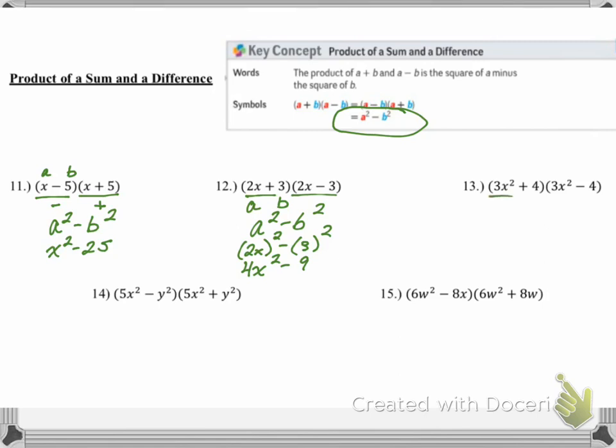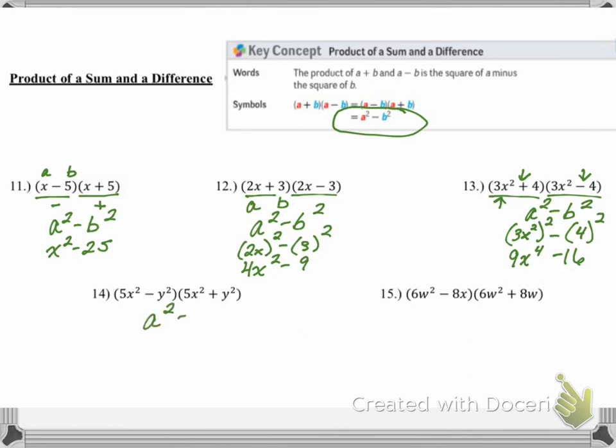So in number 13, again, they're the same. One's just plus and one is minus. So I can use that formula a squared minus b squared. And my a value is 3x squared. So I'm going to actually show my work for this one just because there's a power to a power here. And then my b value is 4. So that 3x squared all raised to the power of 2 is going to change to 9x to the power of 4. And then 4 squared is 16. So then try number 14 on your own.